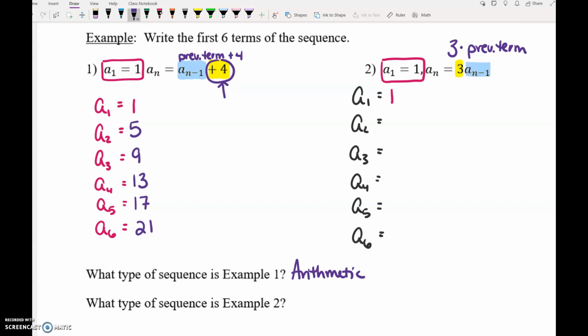This means our pattern is times 3. So what is 1 times 3? 3. What is 3 times 3? 9 times 3? 27 times 3 is 81 times 3 is 243.